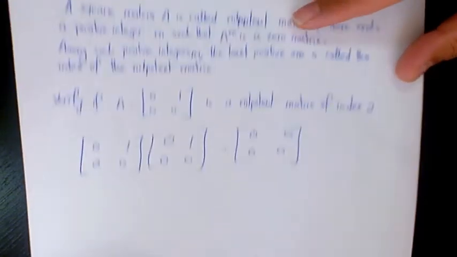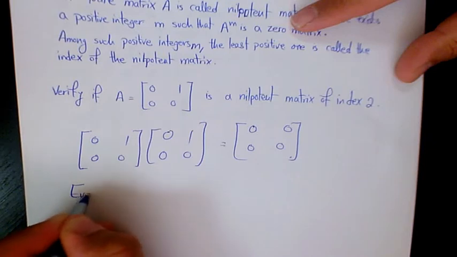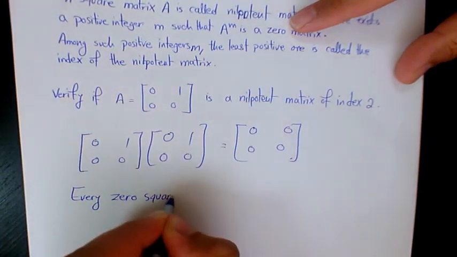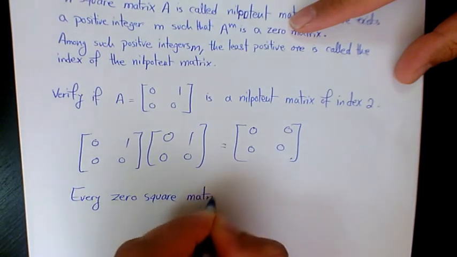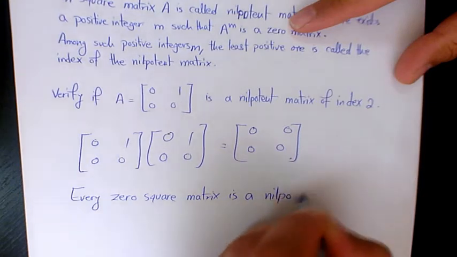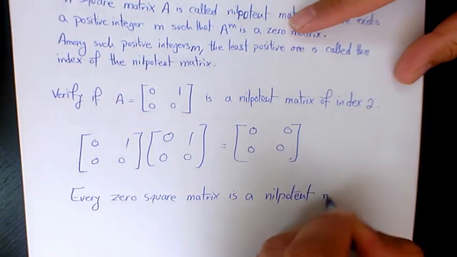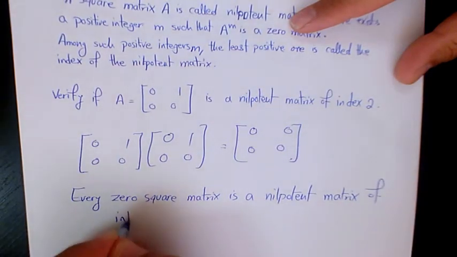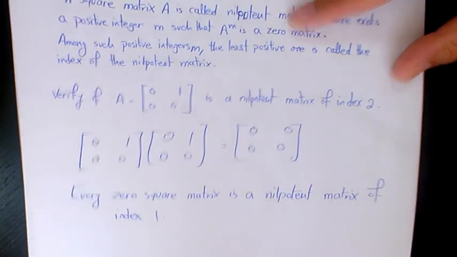We can say every 0 square matrix is a nilpotent matrix of index 1.